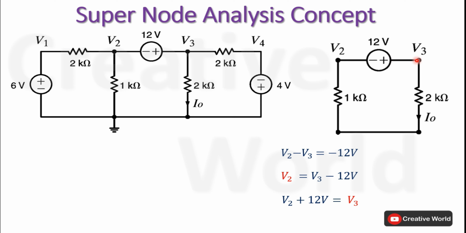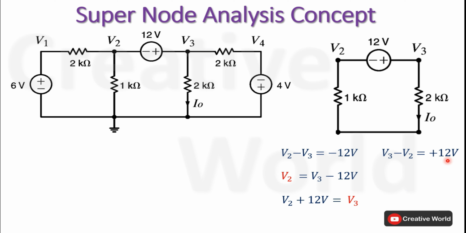In this case, the voltage difference between these two node voltages will be equal to V3 minus V2 equal to plus 12 volt. Here V3 is on higher potential than V2. It means the direction of current is from V3 to V2 and the current entering terminal is positive. That's why this 12 volt is taken with positive sign.